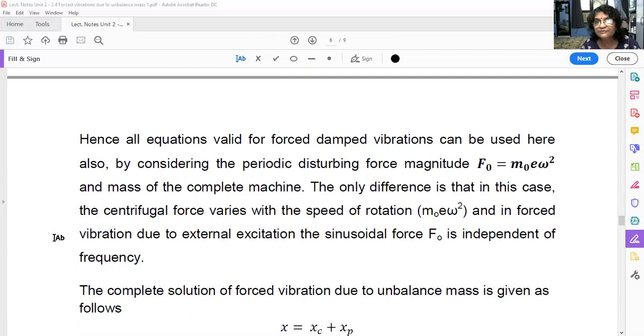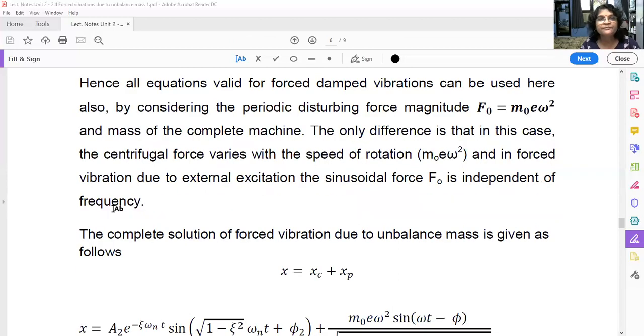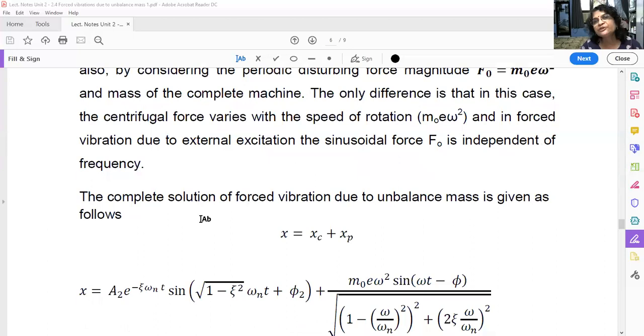The first case is forced vibration due to external excitation. The second case is forced vibration due to unbalanced force, which is an internal force. So what is the complete solution of forced vibration due to unbalanced mass?